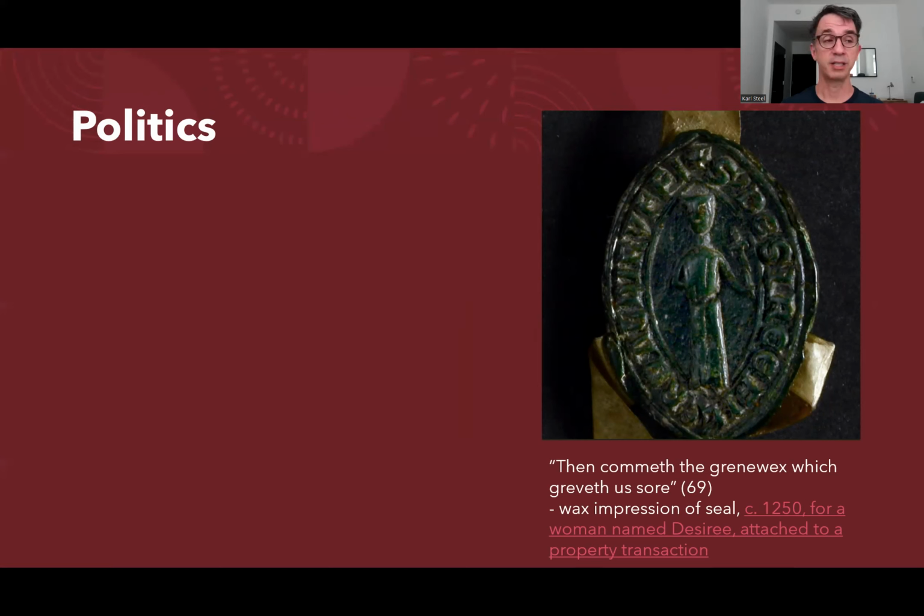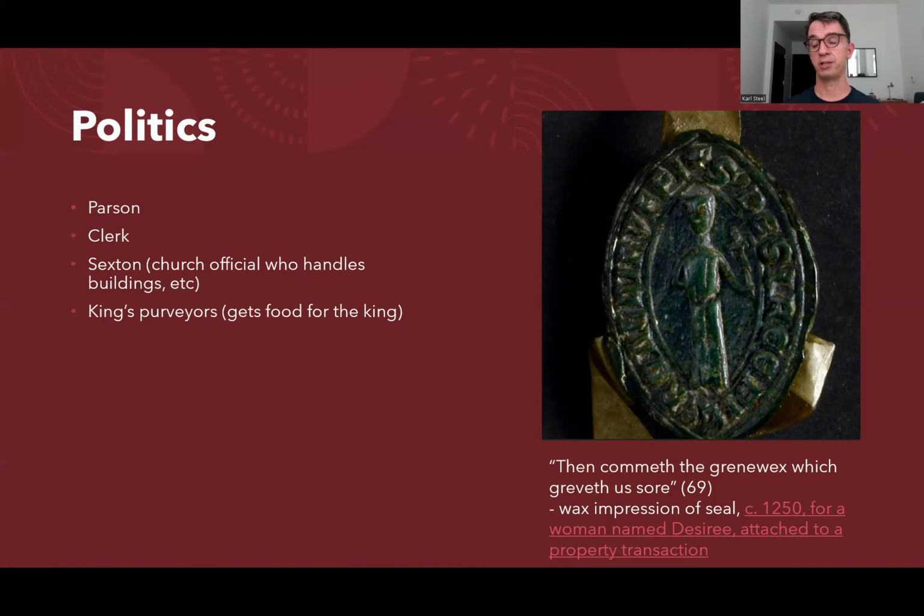And we get a strong sense of his alienation from the law and from the levers of power. So we encounter a parson who wants something, that's a priest. We encounter a clerk who's a bureaucrat. We encounter a sexton who's a church official who handles buildings, repairs bells, and so on to make sure that everything that the church needs is in good working order. We have the king's purveyors. The king doesn't just stay in his court at Westminster.